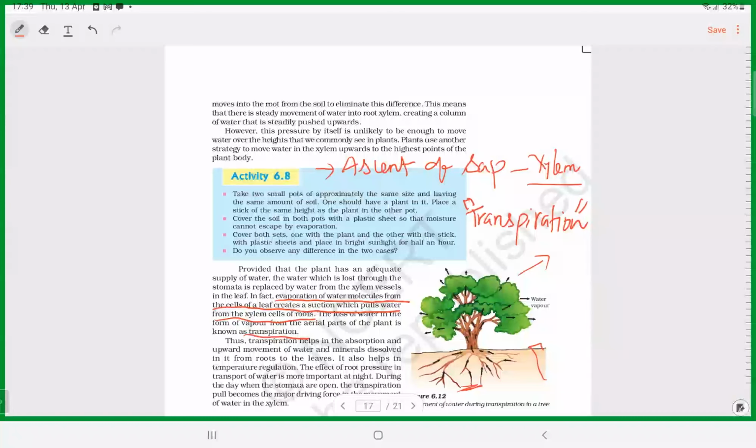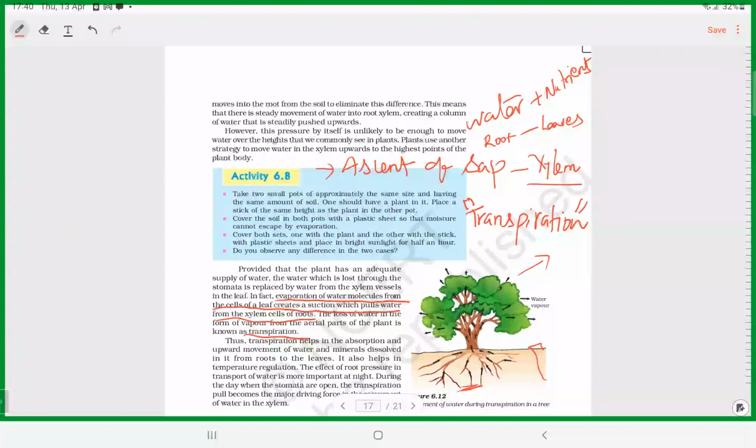What is ascent of sap? Ascent of sap is the movement of water and minerals, water and nutrients, from root to leaves. How does it occur? Through the xylem. What process supports it? Transpiration. Is it clear?